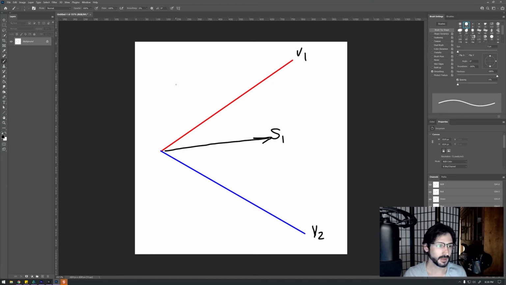You end up with a +1 when both vectors are parallel to each other. You end up with a -1 when they are anti-parallel, in opposite directions, and then you end up with a value of 0 when they're at 90 degrees. So this was 0, this is -1, and this is +1.